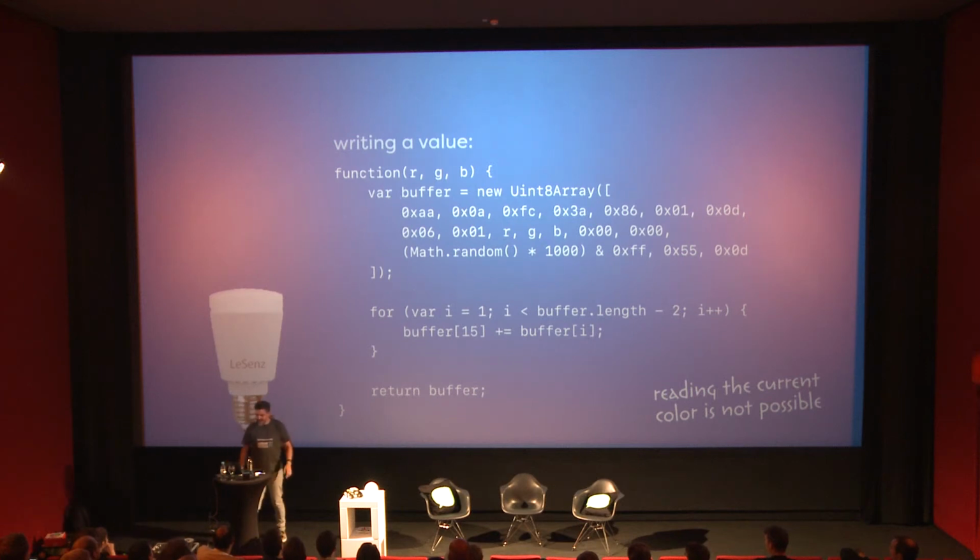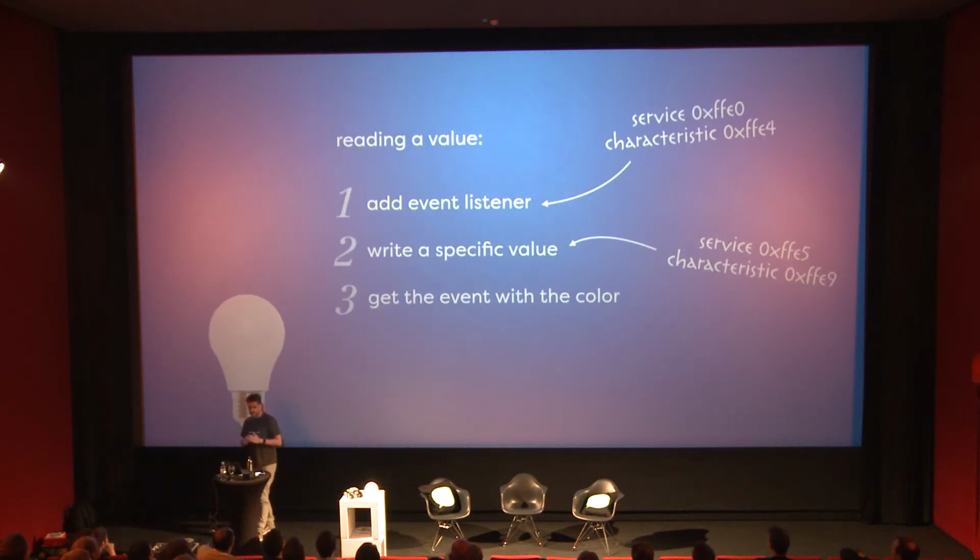And finally, I have this light bulb. It's directly bought and imported from China. And writing is not that difficult, but reading is really weird. Because you first have to add an event listener to a certain characteristic. Then you have to write a very specific value to completely different characteristics. And then you get an event on the first characteristic. It's just... but at least you can get the value.